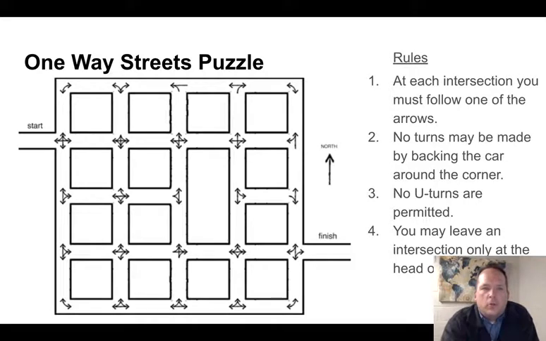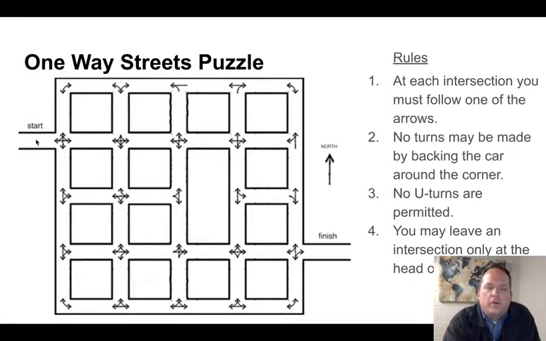The way this is supposed to work is that all of these intersections are streets, but at each intersection you have to follow an arrow, and you have to make smooth turns with a curve. You can't back your hypothetical car around a corner. You can't do any U-turns, and you can only leave an intersection at the head of an arrow. So what does that mean?